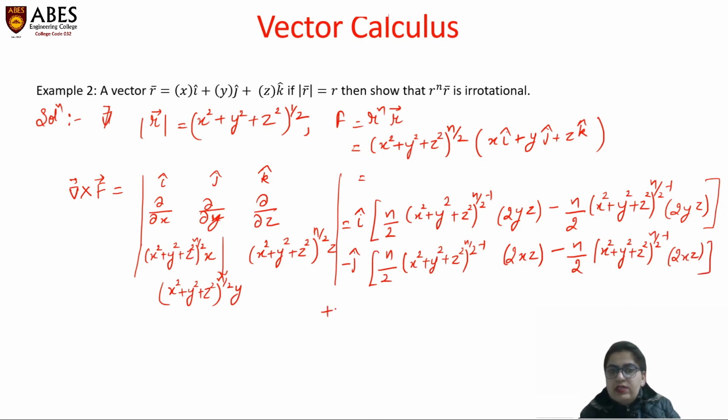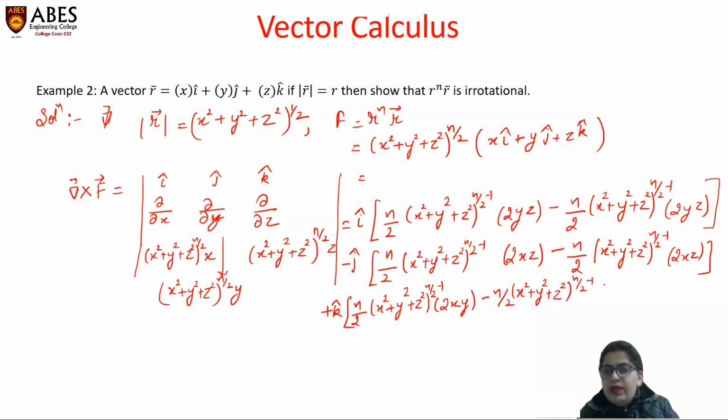Now the last expansion, it will be around k. It will be n by 2 x square plus y square plus z square raised to power n by 2 minus 1 into 2xy, minus n by 2 x square plus y square plus z square raised to power n by 2 minus 1 into 2xy.